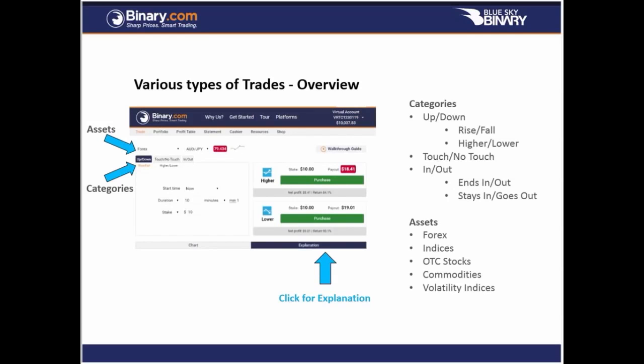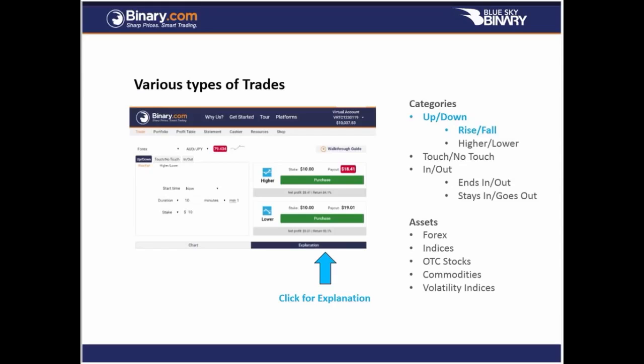So these are all the categories and assets that you can get. You can see with the arrows where you can find the assets, where you can select the categories, and you can also see that you can find the explanation on the binary.com page for every kind of trade. Even if I'm going to explain them now for you, every time you have some doubt, you can always look up the explanation on the page.